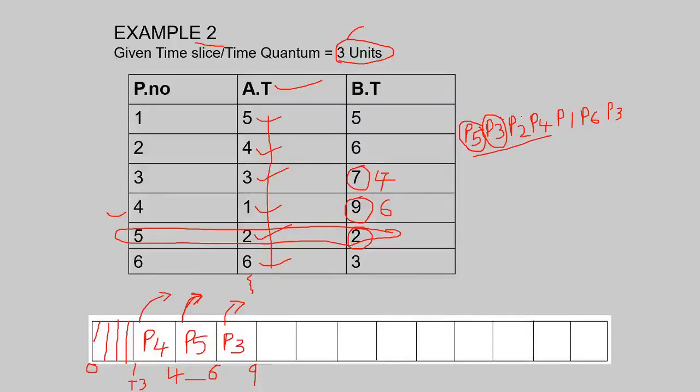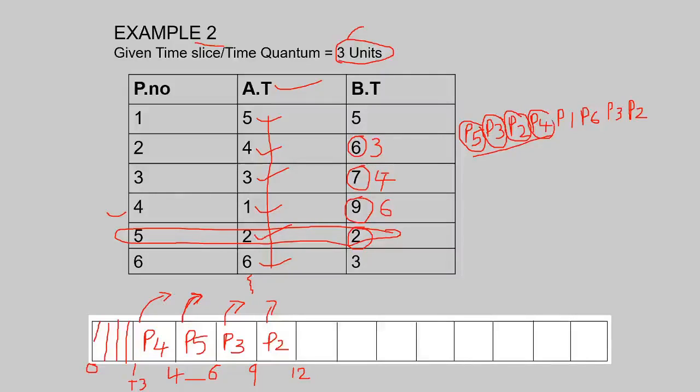Now select the next process from the queue, that is process P2. Allocate process P2. What is the burst time of process P2? 6 units. Out of 6, it is going to execute 3 units and still 3 units remain. So 9 plus 3 is 12. P2 is going to execute from 9 to 12. Check whether P2 completed its full execution. P2 has not completed; still 3 units are remaining. So put P2 into the queue now.